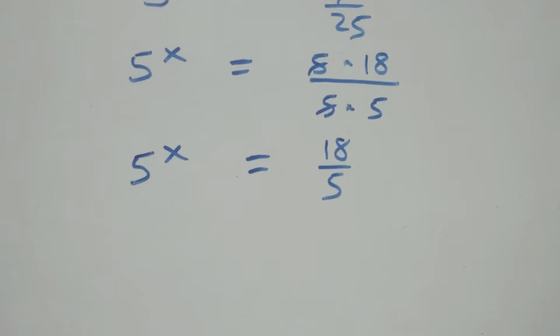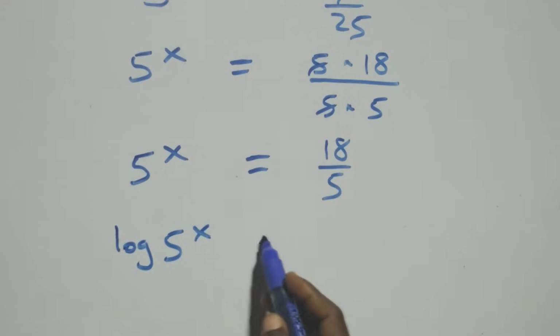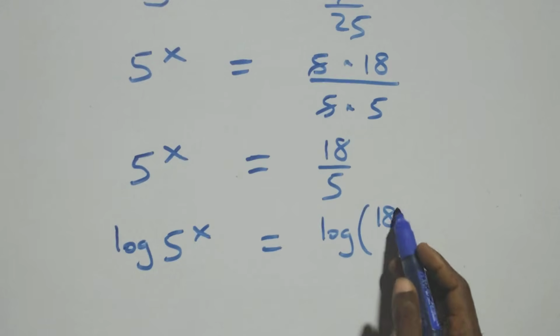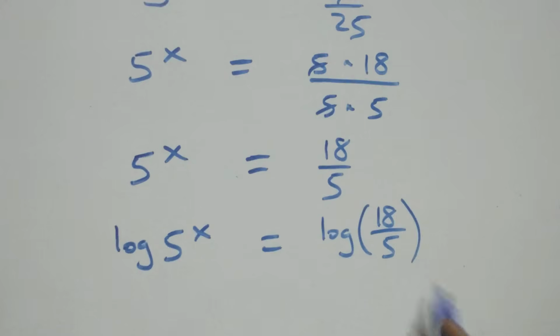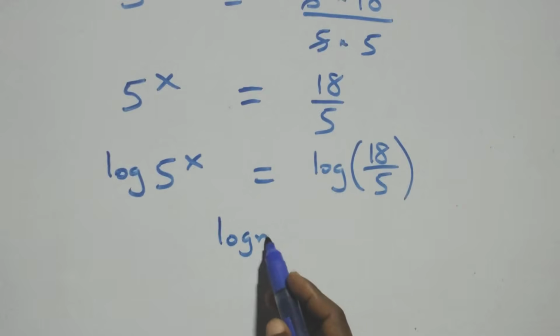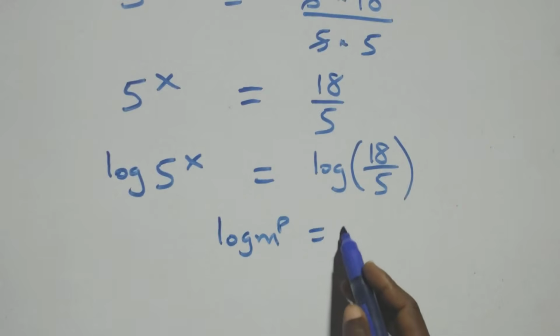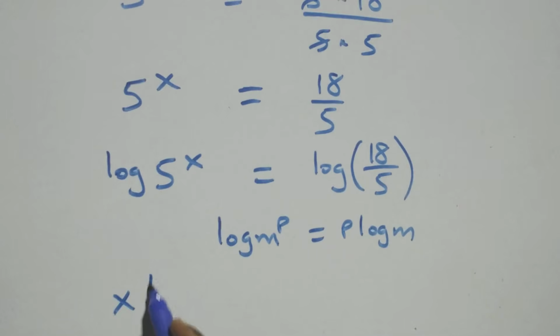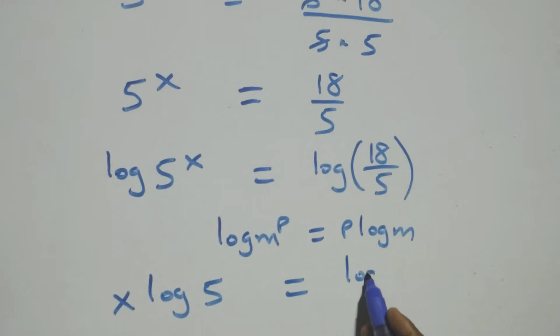The next step here, we take the log on both sides. That is, we have log 5 raised to power x equals log 18 over 5 here. The next step here, we apply the power law of logarithm, when we have log n raised to power p, which is the same as p log n. That is, here we have x log 5 equals log 18 over 5 here.